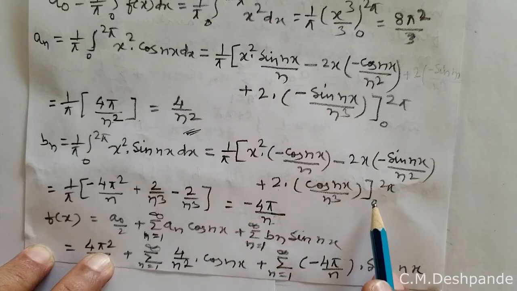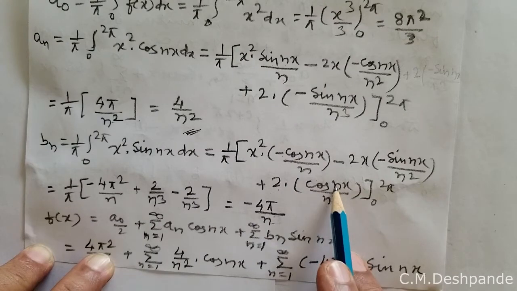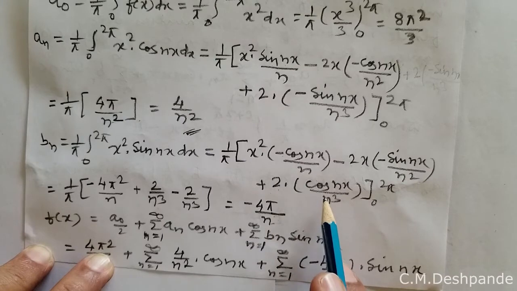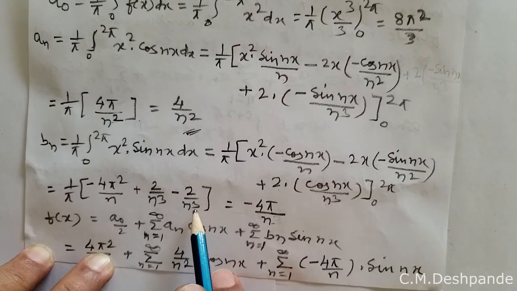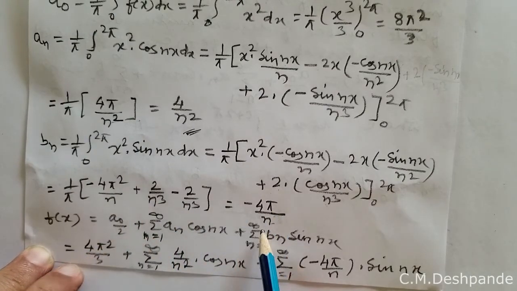Now replace x by the lower limit and subtract. If x is replaced by 0 here, the first term becomes 0 and the last term becomes cos 0 equal to 1, 2 upon n cube, and subtract the lower limit, so minus 2 upon n cube. The 2 upon n cube gets cancelled, and cancelling 1 pi, it is minus 4 pi upon n.